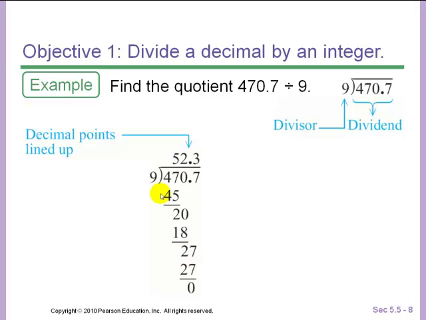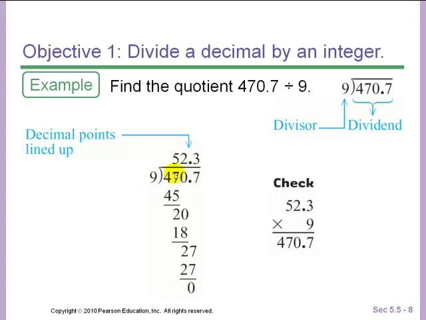Drop down the 7. 9 goes into 27 3 times. 3 times 9 is 27. Subtract that and get 0. Again, we are done because we have no more digits left, and we got a 0 at the end. You can check this by multiplying.